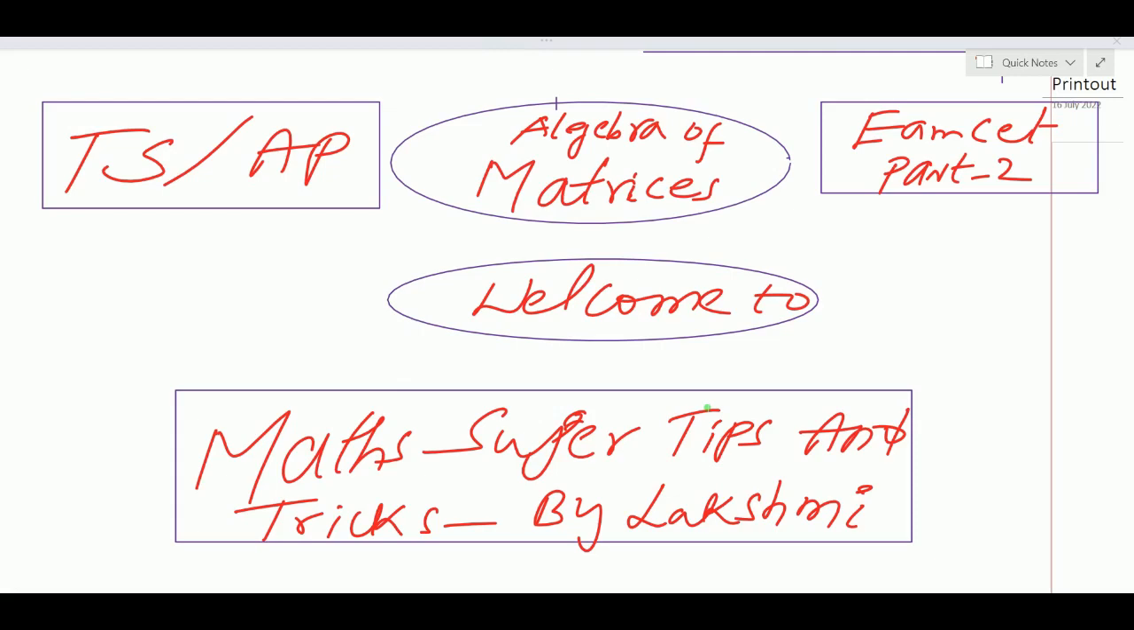Algebra of matrices is very, very important for the final Eamcet. Totally, matrices can be discussed as algebra of matrices, determinants, inverse matrix, linear equations, etc. This is a lengthy topic, so I'm discussing it in parts. Algebra of matrices also I'm discussing in parts first, and after that we'll discuss what is next. So without delay, let's get started with today's video.